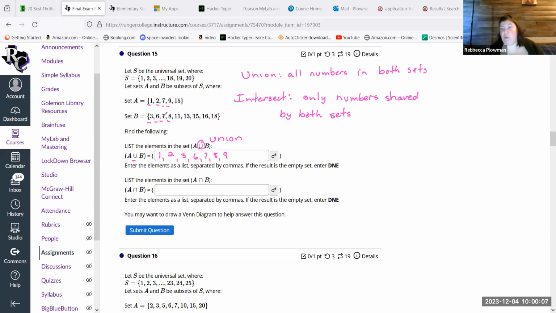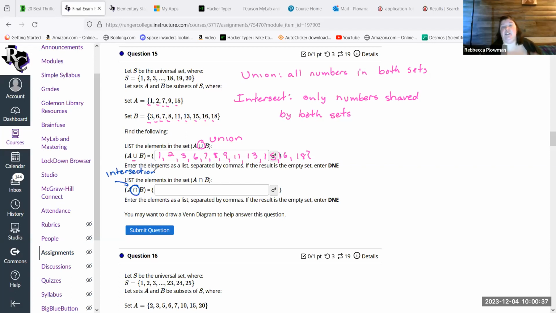Even though 7 appears twice, we just write it the one time. We don't have 10, but we do have 11. We don't have 12, but we have a 13. We don't have 14, but we have a 15. We have a 16. We don't have a 17, but we have an 18. So like I said, just every number that we see at least one time we write down in the union. So this one here, this symbol was our intersection.